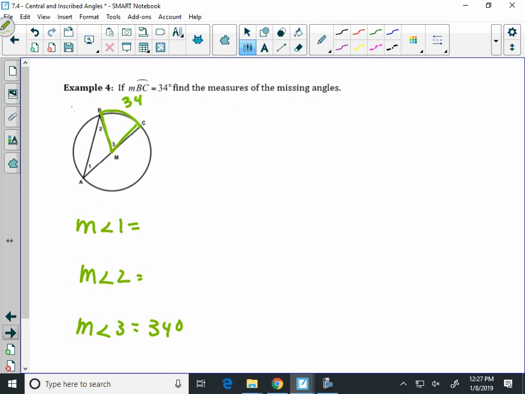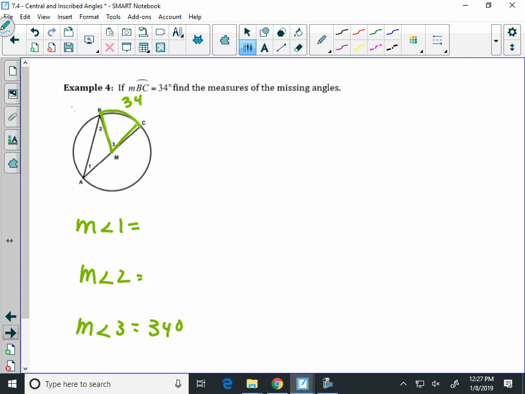So the arc is 34, the angle is 34. Is there another angle we can find kind of quickly? Which one? Well, 1 or 2. Because we only need to find one. The only angles that are marked. We don't need to worry about all the angles.